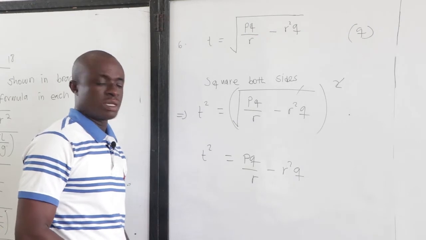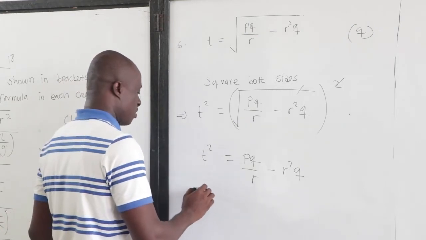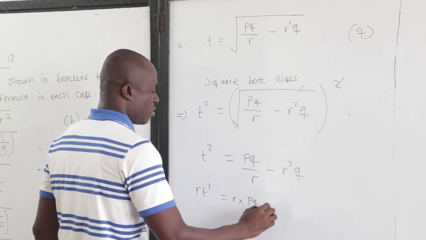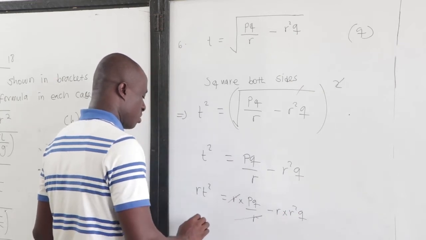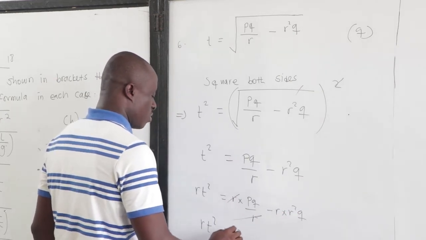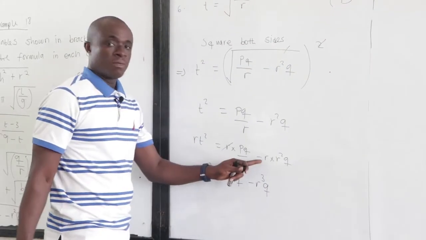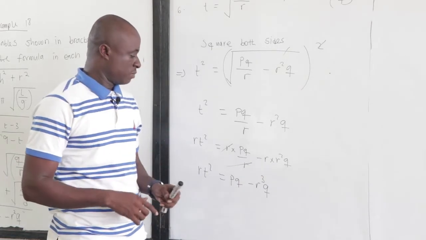We want to make q the subject. What's the LCM? The LCM is r. So multiply each term by r. So you have r t squared, r times pq over r, times r squared q. This is cancelling out this. We have r t squared equal to pq minus r to the power 3 q. We know that when the bases are the same and you are multiplying, we add the exponents.